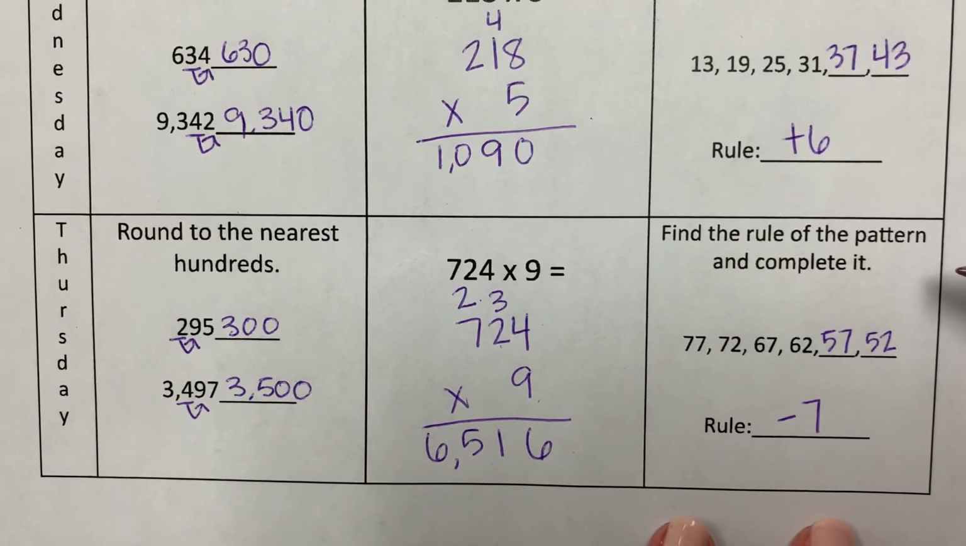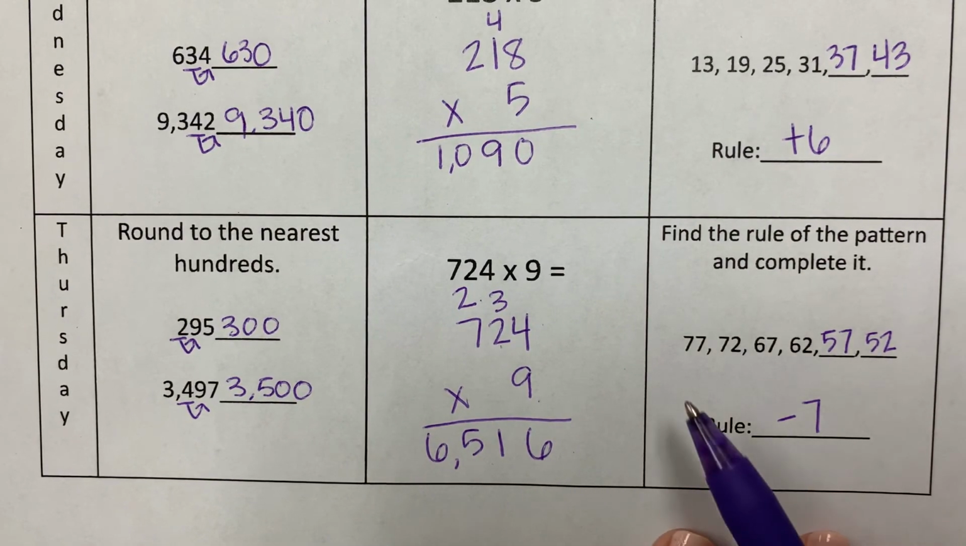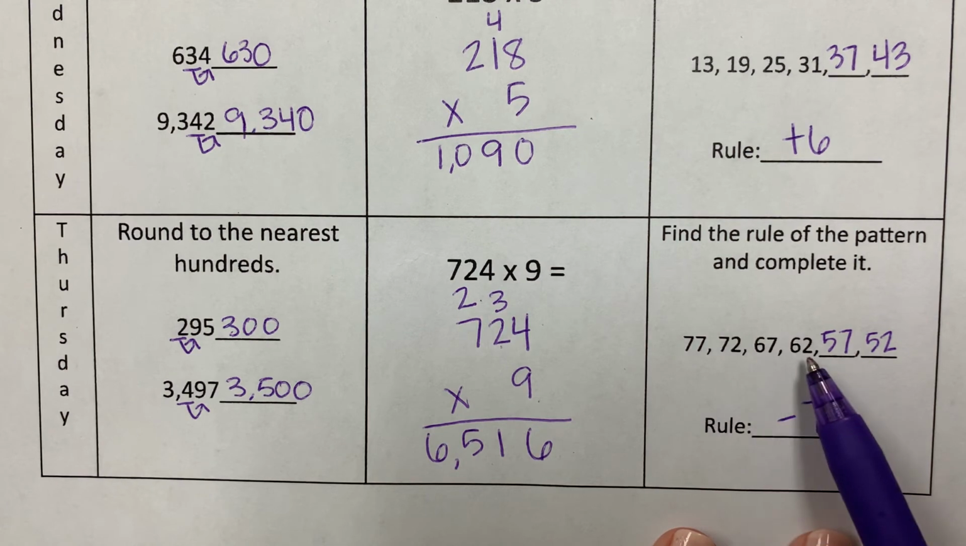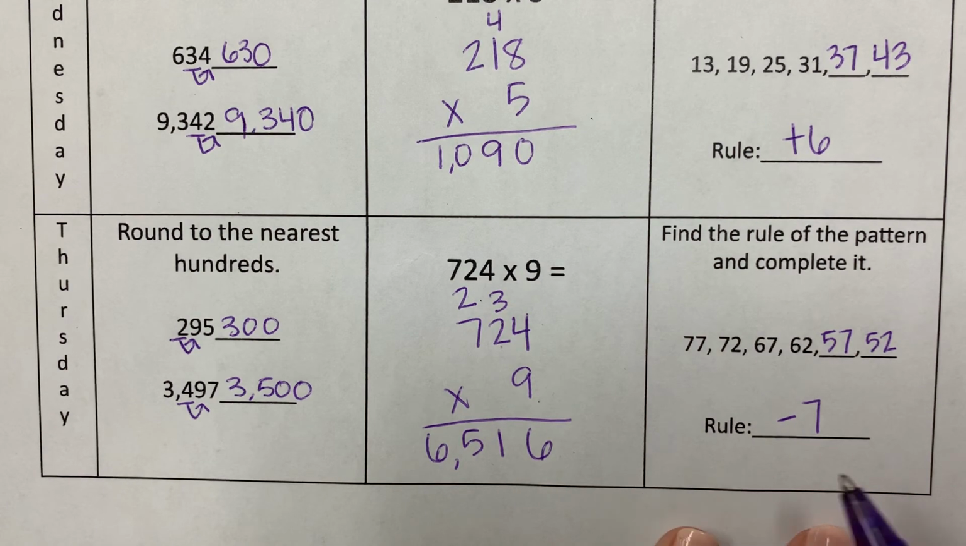And my last problem is the rule in the pattern, 77, 72, 67, 62. So it's going down, so we're either going to be dividing or subtracting. I'm going to try subtracting first because that is always easiest.